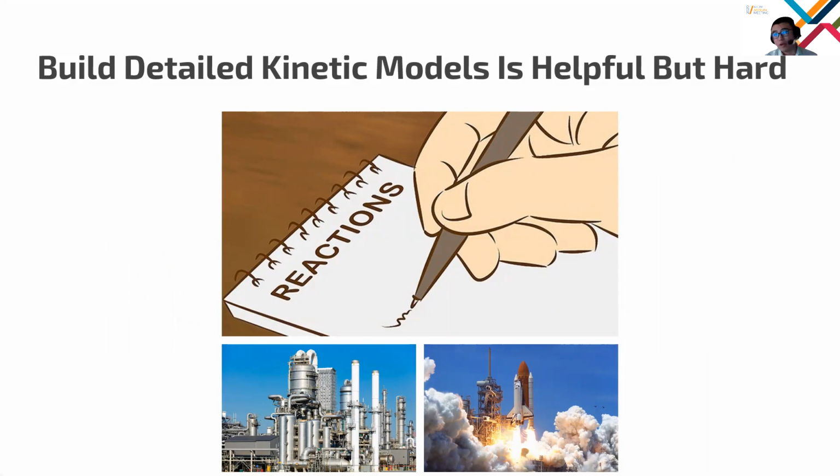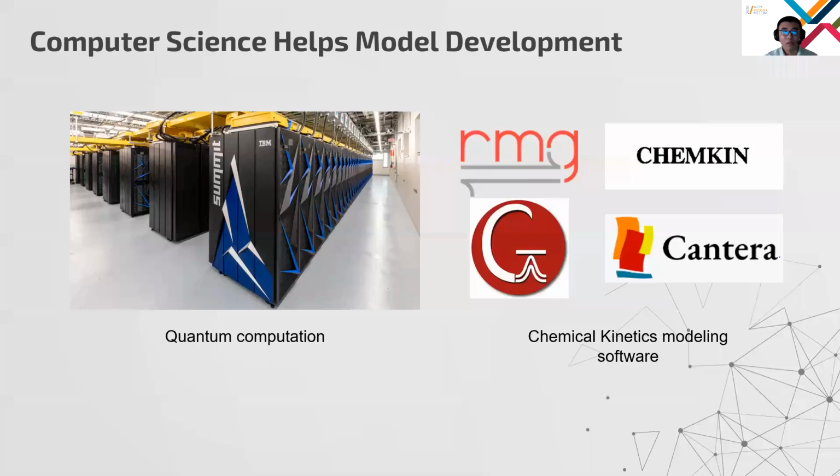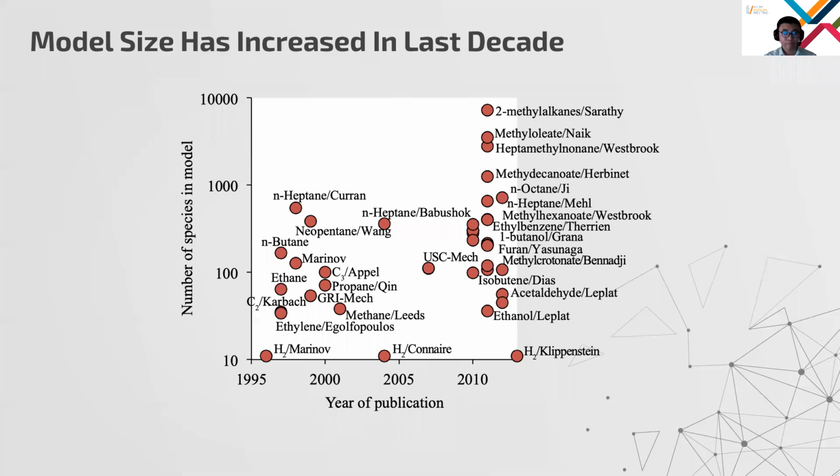But building a very detailed kinetic model requires a huge amount of computation that we cannot do by hand or even on normal computers. Luckily, with computer science developing, now we can use quantum computation or high performance computing, and a lot of chemical kinetics modeling software, to build detailed kinetic models automatically. Because of this, the model size has been significantly increasing in the last decade.